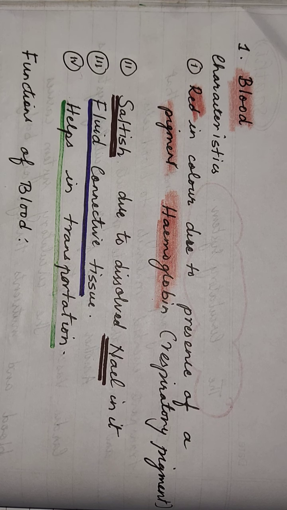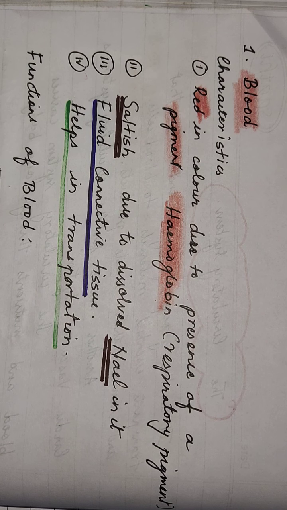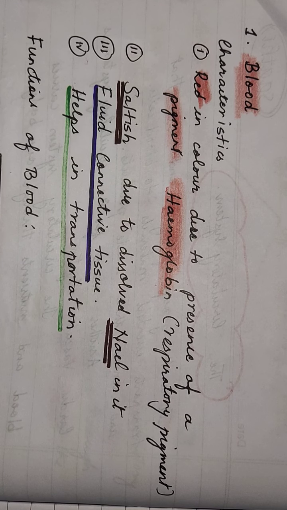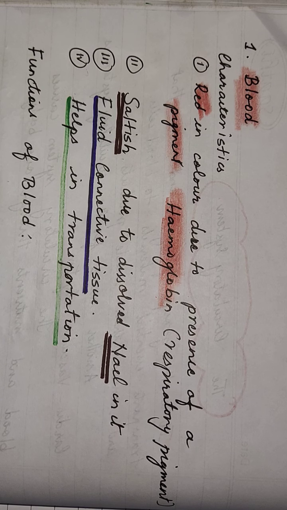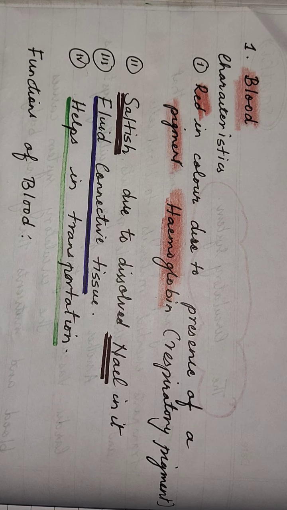Let us understand the very important characteristics of blood. First, we all know that it is red in color due to the presence of a pigment called hemoglobin. Hemoglobin is also known as respiratory pigment. I don't know whether you have tasted blood or not, but if you get a chance, try to taste it. It is salty in nature, due to dissolved NaCl in it.